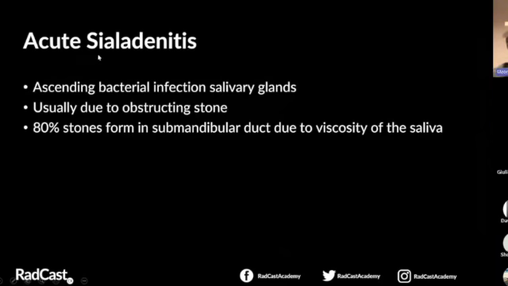Right, so acute sialadenitis is generally an ascending bacterial infection of the salivary glands. It's usually due to an obstructing stone. And most of the stones, 80% of the stones, form in the submandibular duct and relate to the submandibular gland, and that's thought to be due to the viscosity of the saliva.